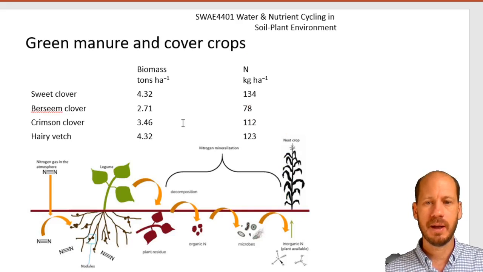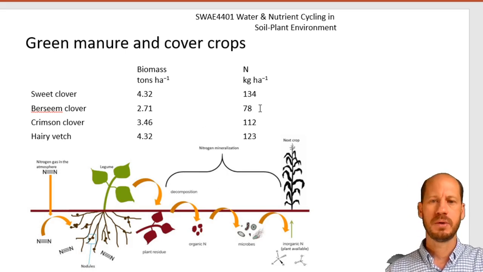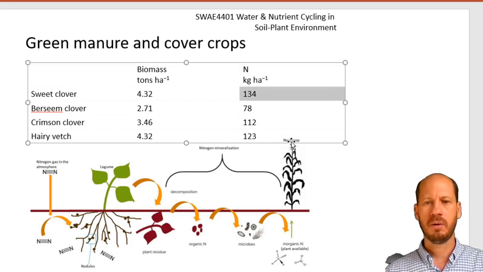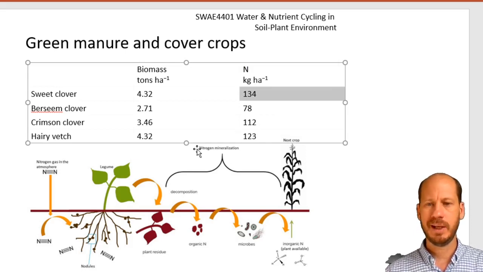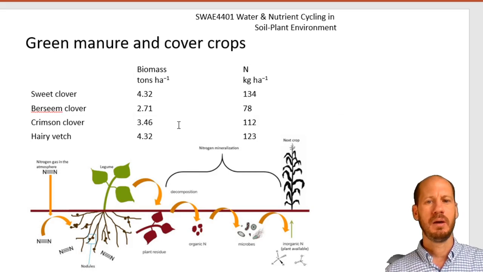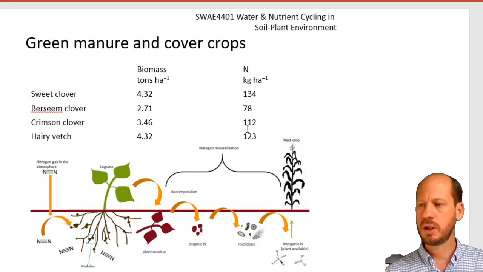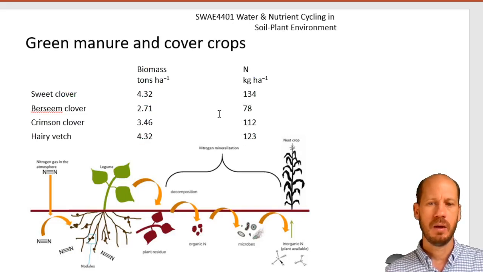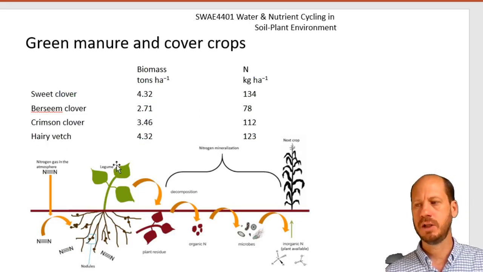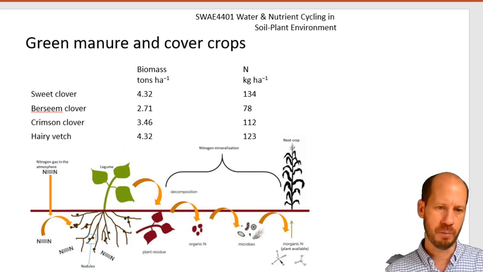How much nitrogen can be fixed by these legumes? Quite a lot, enough for supplying the full nitrogen necessities of your crops. For example, here sweet clover can fix up to 134 kilograms of nitrogen per hectare, which is plenty for the plant nutrition of the subsequent cash crop. Berseem clover 78, and so on and so forth. If you have a good choice of a legume, and these legumes are heavily nodulated by rhizobium, there's going to be a lot of nitrogen fixation, and this plant residue will be an adequate source of nitrogen for the subsequent crops.